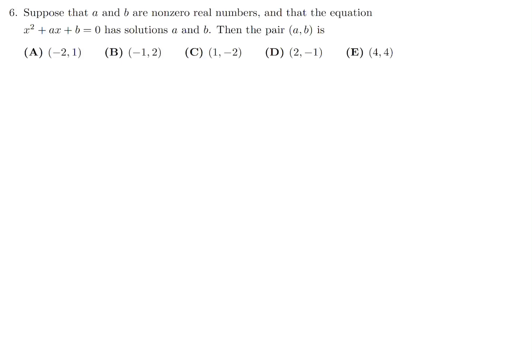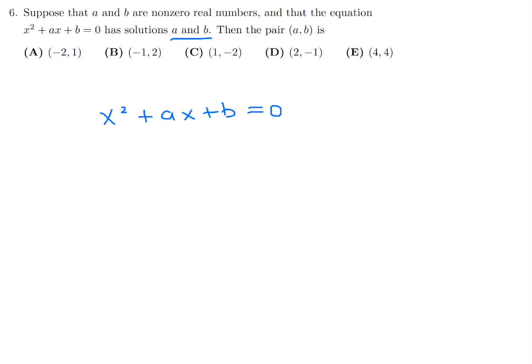Suppose that a and b are non-zero real numbers and that the equation x squared plus ax plus b is equal to 0 has solutions a and b. Then the pair (a, b) is. So x squared plus ax plus b is equal to 0, and it has a and b as non-zero real numbers. And the solutions are a and b.